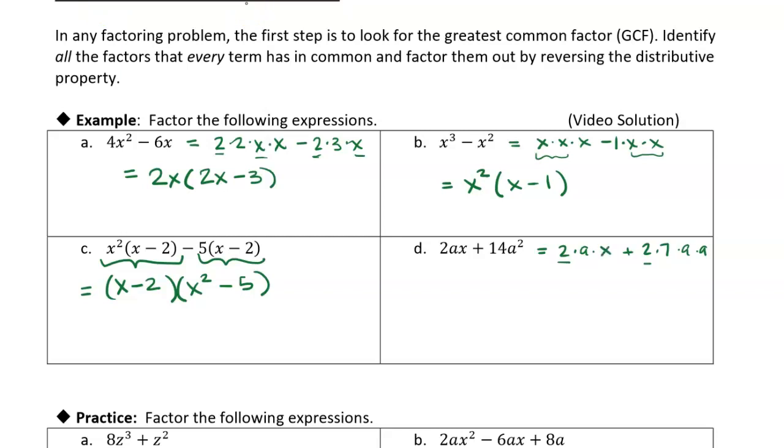We have a factor of a. So each one of those terms has a factor of 2 and a factor of a. So that's the greatest common factor of the two terms. So I'm going to factor out a 2a, and then see what I have left. I factor out the 2a, I'm left with an x. And then in the second term, I'm left with 7a. Now I've factored that expression.